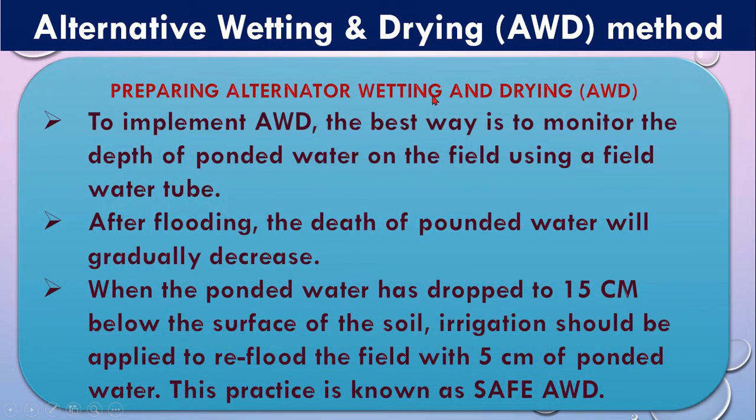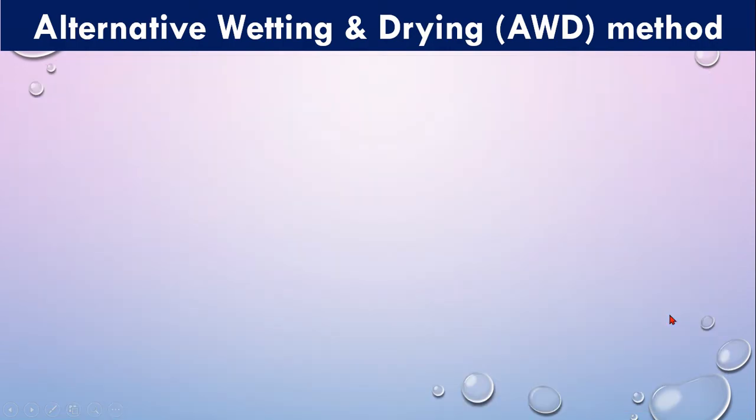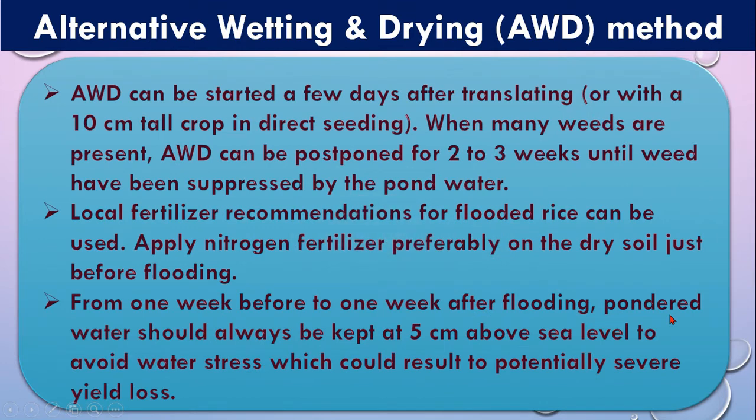Then, practicing alternate wetting and drying. How to do this? You have to fill this, and monitor the depth of ponded water every 2 days. If the water goes down 15 centimeter, then you can apply water again, which I showed you before. And AWD can be started a few days after installation. That means after transplanting the seedlings, 2 to 3 weeks later, you can establish the AWD pipe in the land. The local fertilizer recommendation for flooded rice can be used.